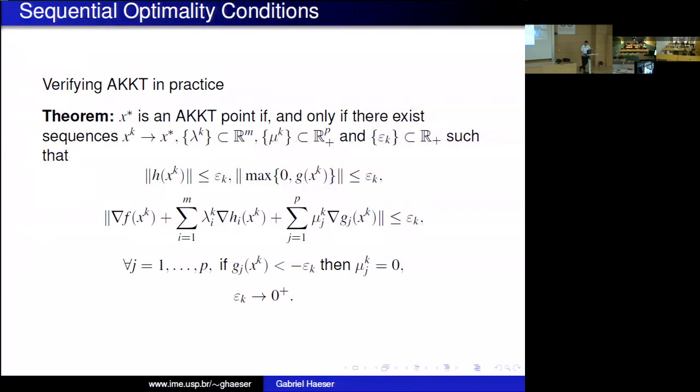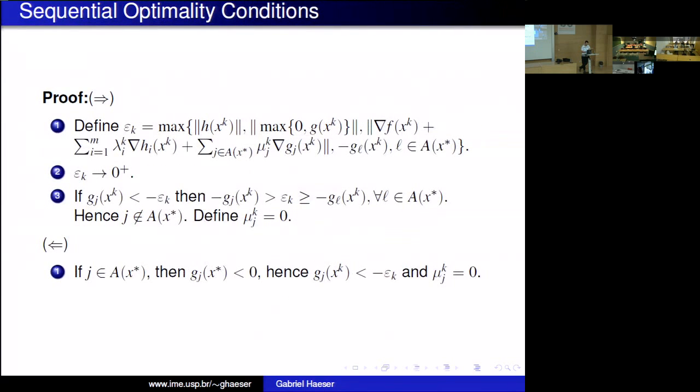Okay, so there's a proof here. I won't follow it in detail, but you can simply check that if you define this value of epsilon k, that measures the infeasibility, the optimality, and the complementarity, the AKKT condition holds. You can see that these limits are fulfilled, and the other way around is equally easy.